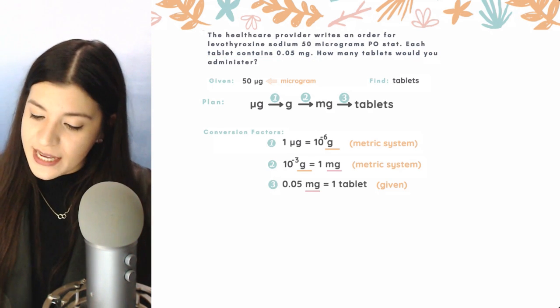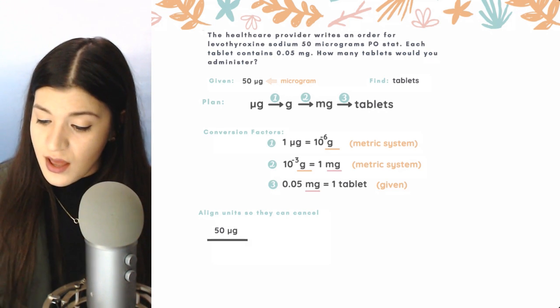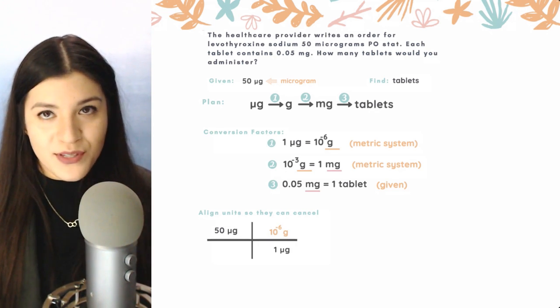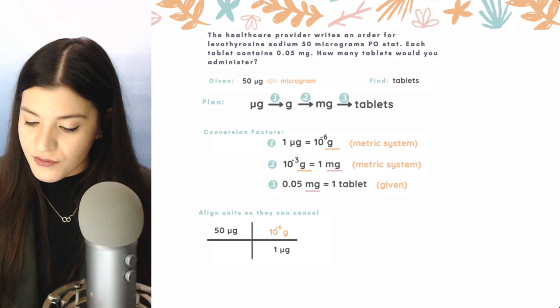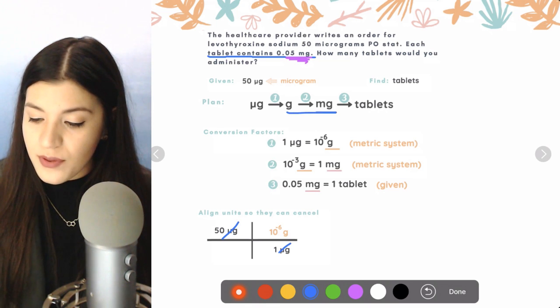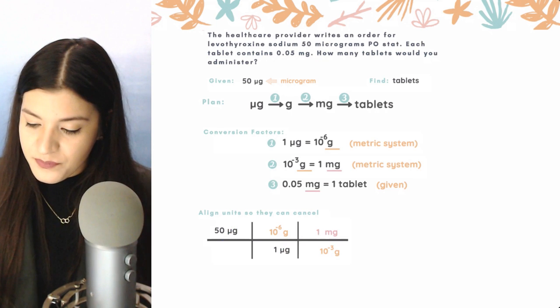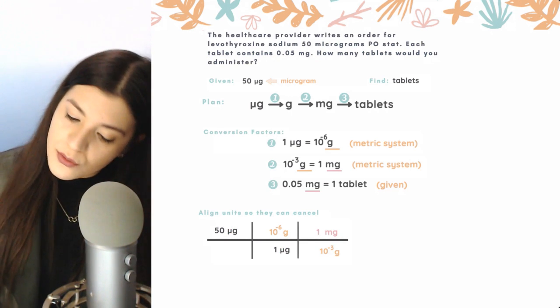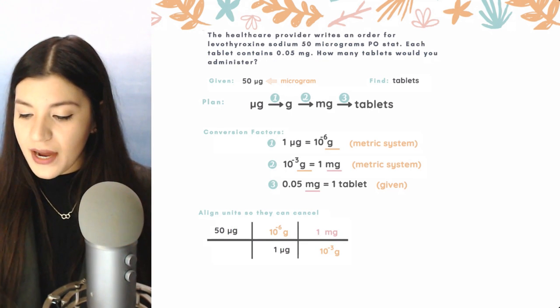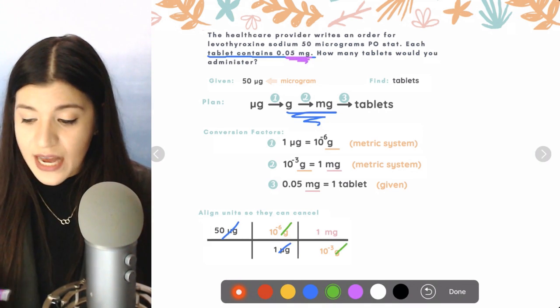So let's put this all together. We'll start off with our given, which was the 50 micrograms. We'll align the units of micrograms so they can cancel. Those just cancel, and we're now at this step to go from grams to milligrams. We'll go from grams to milligrams by placing all of our conversion factors. Those again would cancel, and now we're at milligrams.